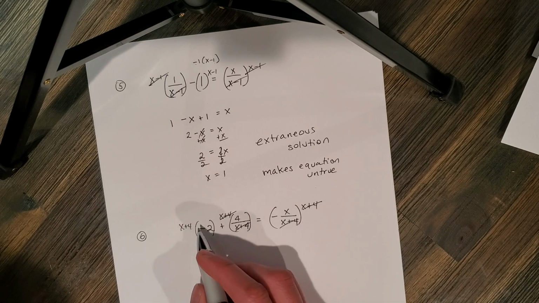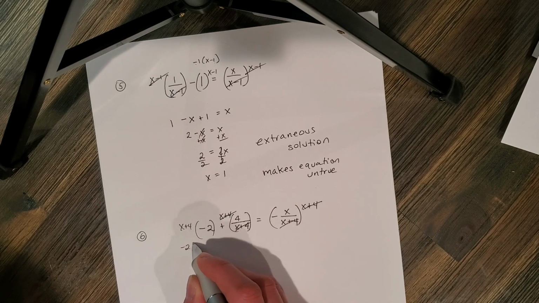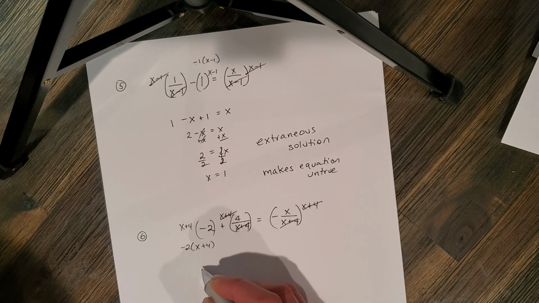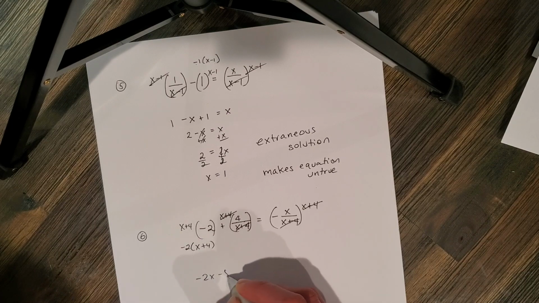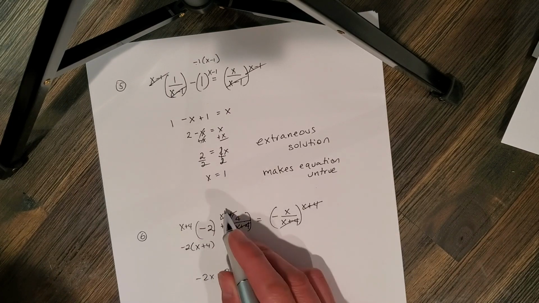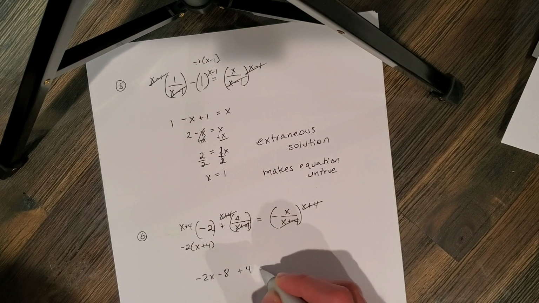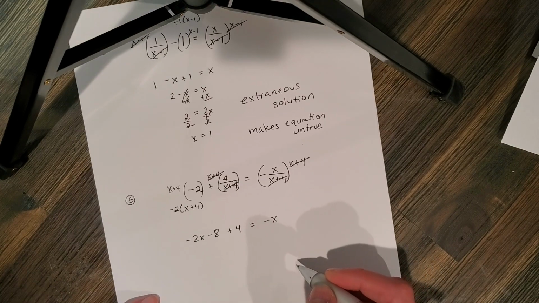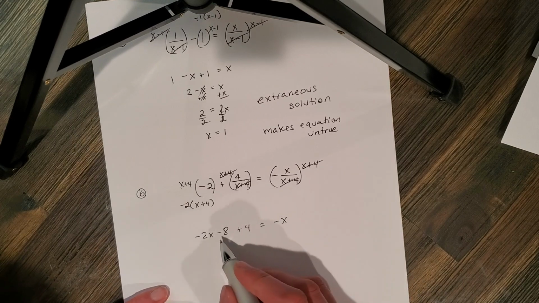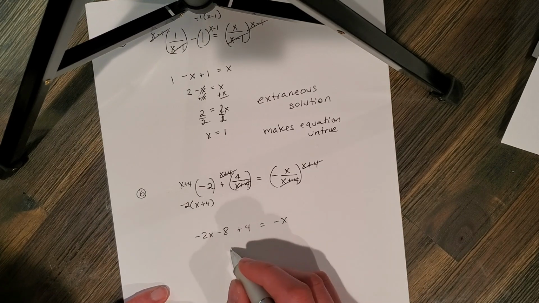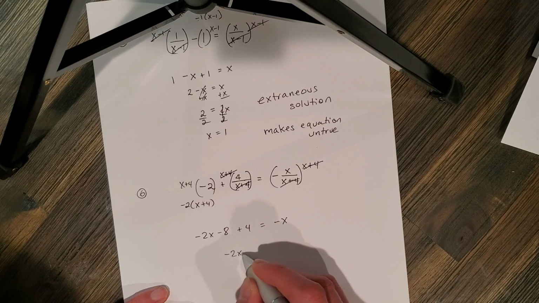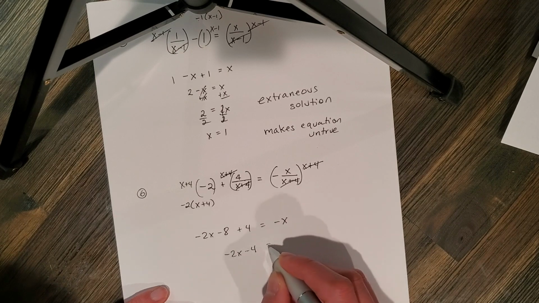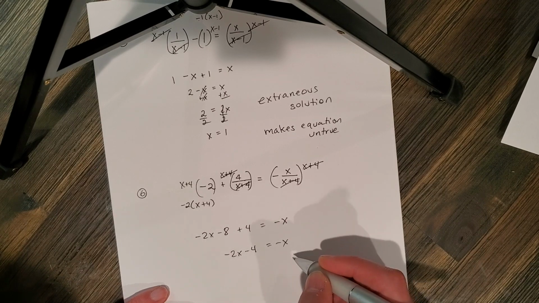Right here, they cancel out. So I'm just left with those 2 on top. But right here, we have to distribute. So remember, we're distributing a negative 2. Okay? So it's going to be negative 2x minus 8. And then those cancel out, so I'm just left with plus 4 equals, and those cancel, so I'm left with negative x. Okay, combine like terms, so I have negative 8 and 4 makes negative 4, so negative 2x minus 4 equals negative x.